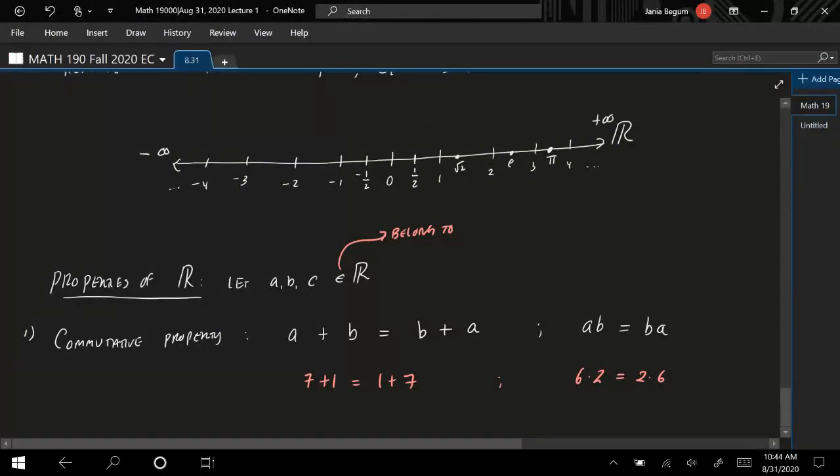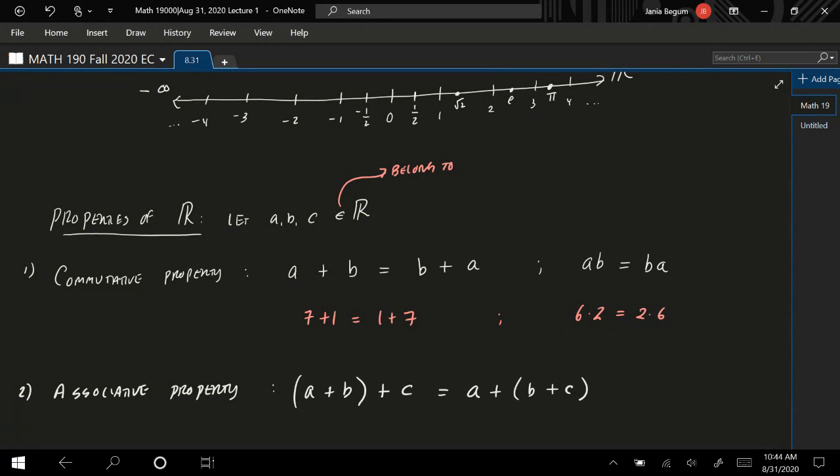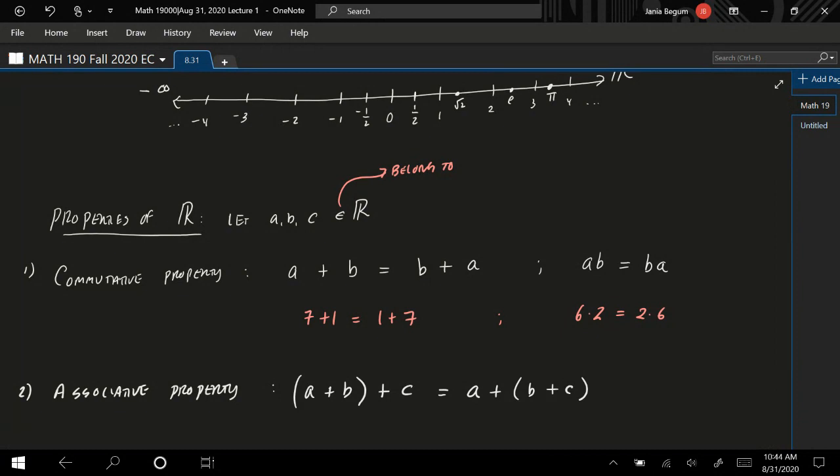All right, so the next major property we want to write down is called the associative property. So take three real numbers. Again, under addition, you have (A plus B) plus C is equal to A plus (B plus C). So this is under addition. If I parenthesize A and B and then add the result to C, it's the same as doing B and C and then adding the result to A. So you can put parentheses in any order. That's what the associative property tells us.